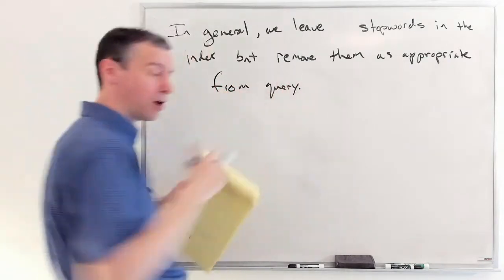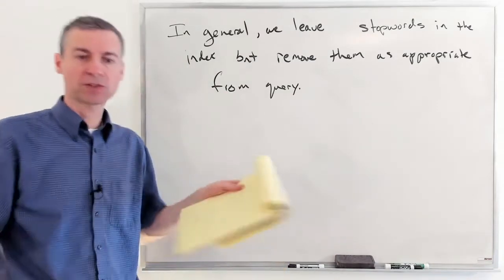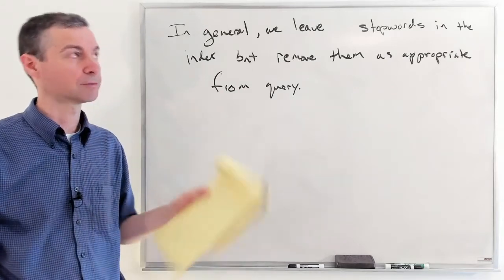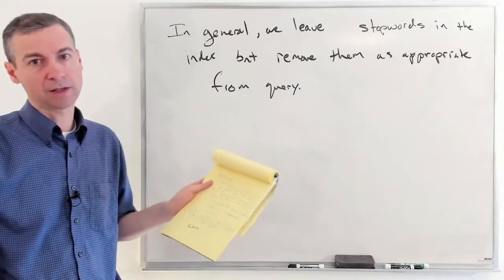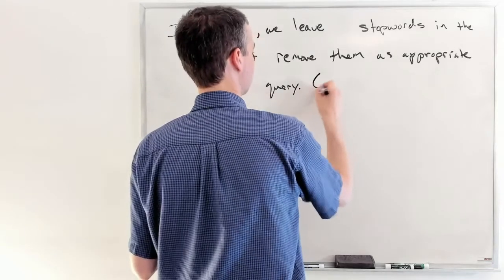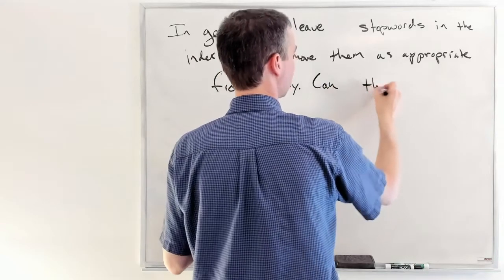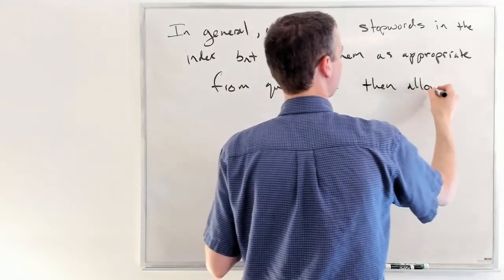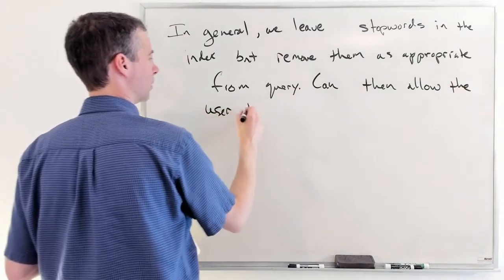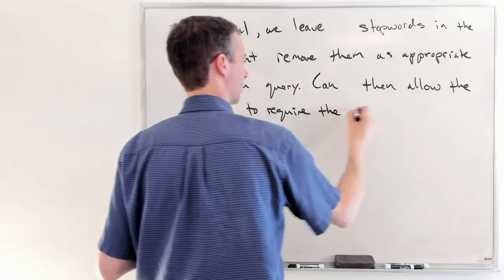So, how in the world are we going to figure out that we need to remove the letter A from this query, but not from the query vitamin A? I don't know what to say about that, but if we do keep them in the index, we can then allow the user to require a stop word.